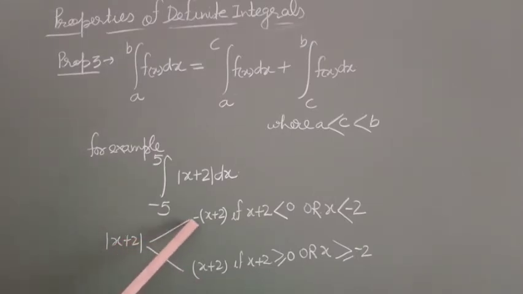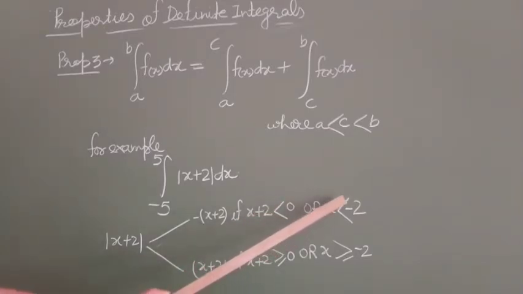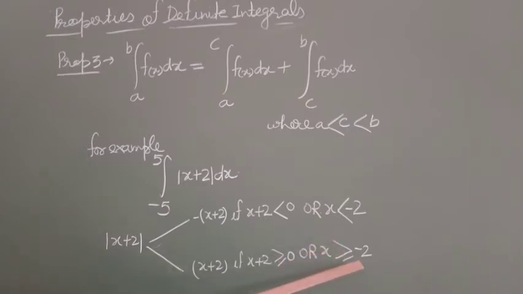Mod x plus 2 can be written as minus x plus 2 if x plus 2 is less than 0, or x less than minus 2, and it can be written as x plus 2 if x plus 2 is greater than or equal to 0, or x greater than or equal to minus 2.